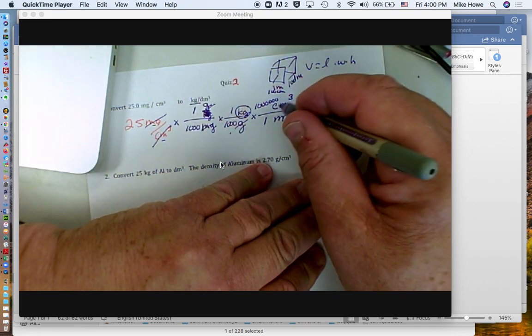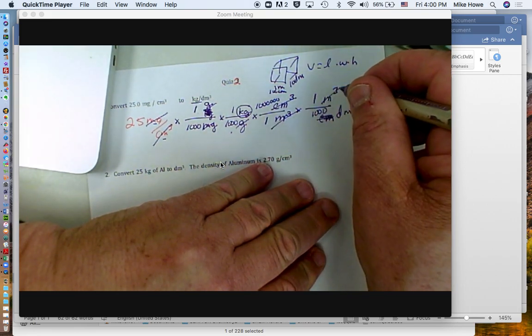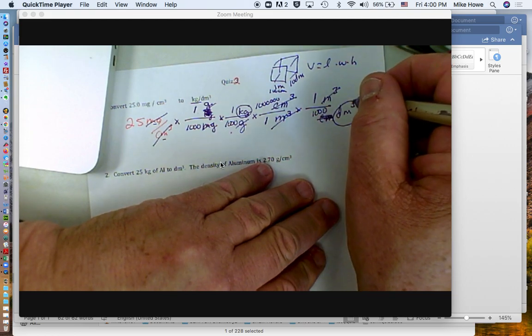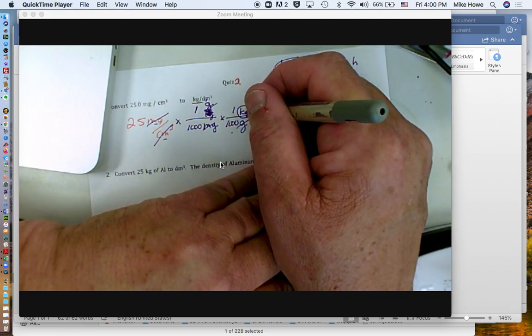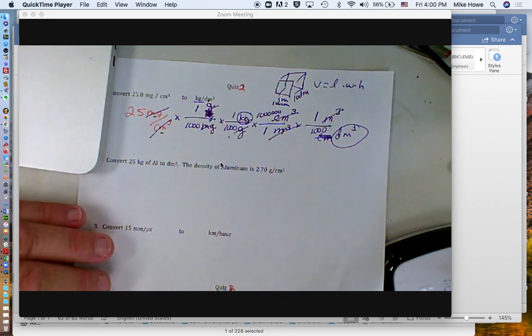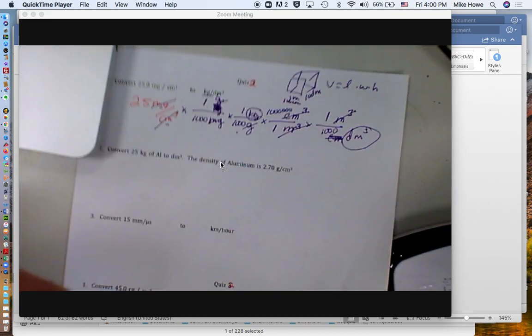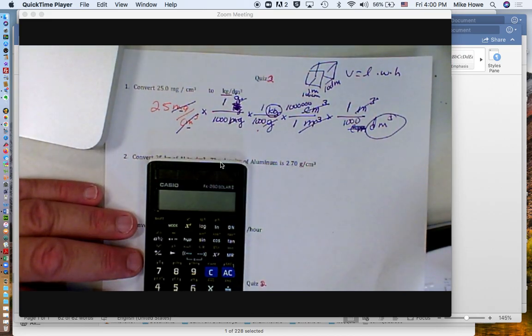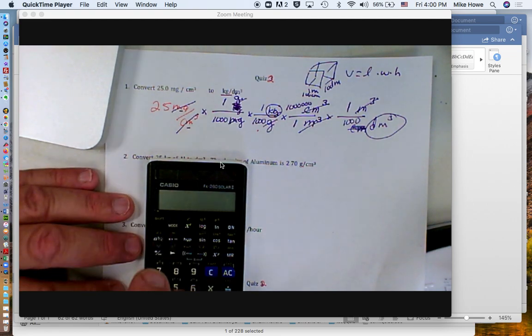Centimeters cubed cancels, meters cubed cancel. We have cubic decimeters on the bottom. That's what we want. We have kilograms on top. That's what we want. So now we're ready to do the math. When you do the math, you multiply all the numbers across the top and divide by all of the numbers that are across the bottom.